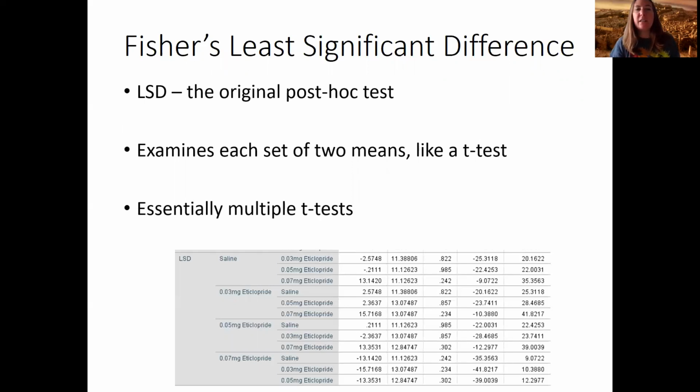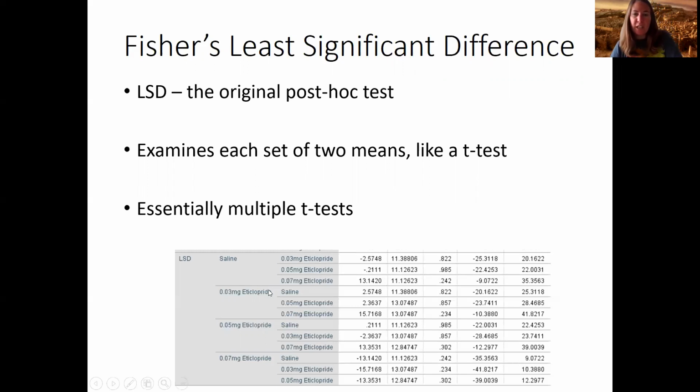So LSD, this is the Fisher's least significant difference. This one does not make any adjustments to the data. So this one does not account for type 1 error rate. So this is the one that you're most likely to get significance on. And this is just like a t-test. This is basically a post-hoc test that is a t-test. It's multiple t-tests. And again, it doesn't make any adjustments for the possibility of inflating your type 1 error.